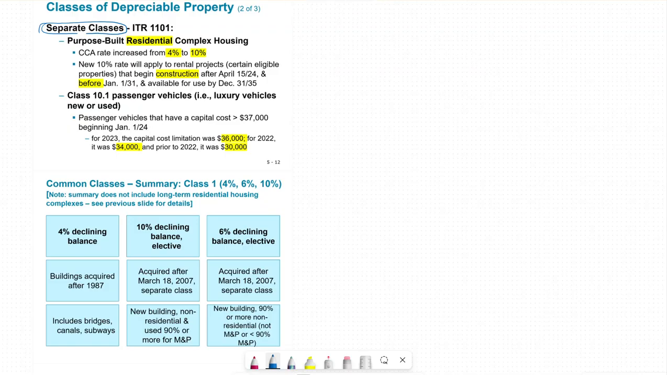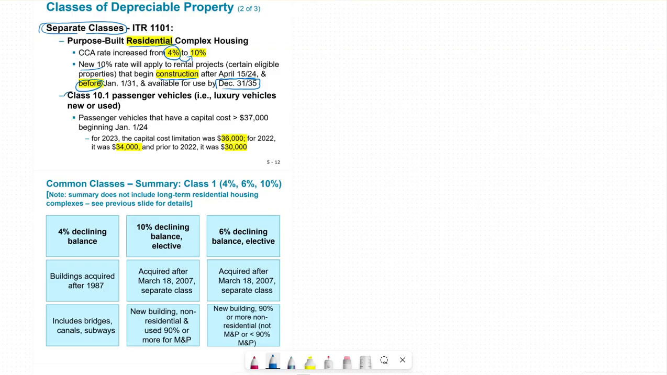If it's a residential building, the CCA we were taking was 4%. Now there's an increase to 10%. The rule for the new 10% is that the construction has to begin after April 15, 2024, but before January 1, 2031, and be available for use by December 31, 2035. This is for residential buildings, like apartment buildings.